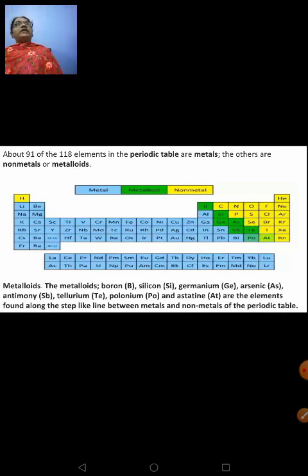Okay, about 91 elements are metals. The remaining are a combination of non-metals or metalloids. They are found in the extreme end of your periodic table, and these metalloids are separated by a zigzag line from metals and non-metals, to the extreme right of your periodic table, right?